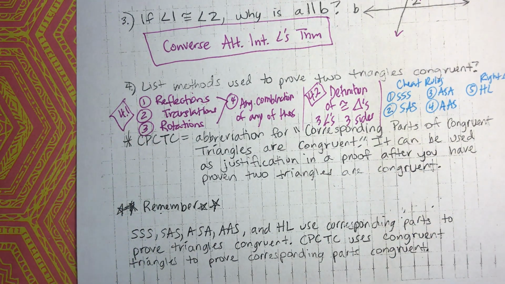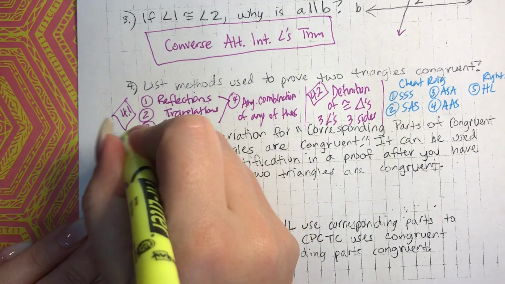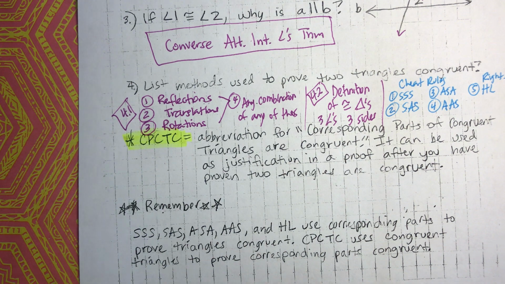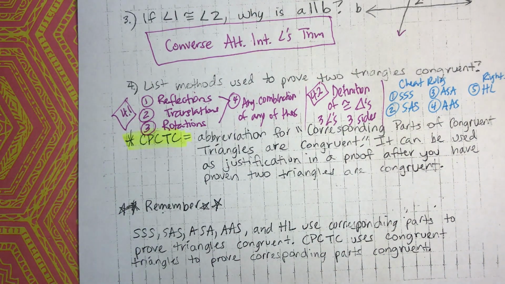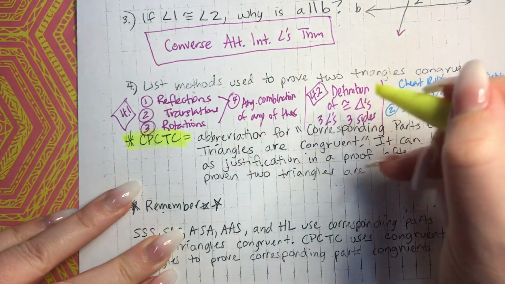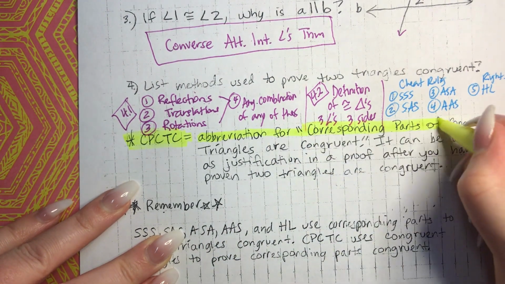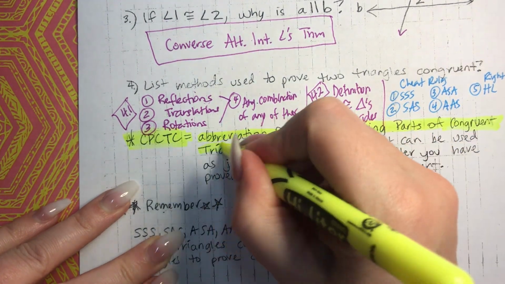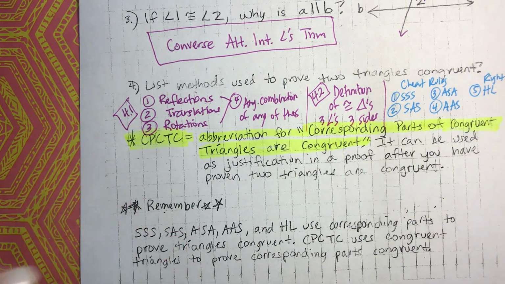CPCTC. Okay, so CPCTC, see how fast you can say that? CPCTC. Oh, I couldn't even say it. You couldn't even say it. CPCTC. Okay, that was better. Okay, so what that is, it's an abbreviation for corresponding parts of congruent triangles are congruent. So corresponding parts of congruent triangles are congruent.